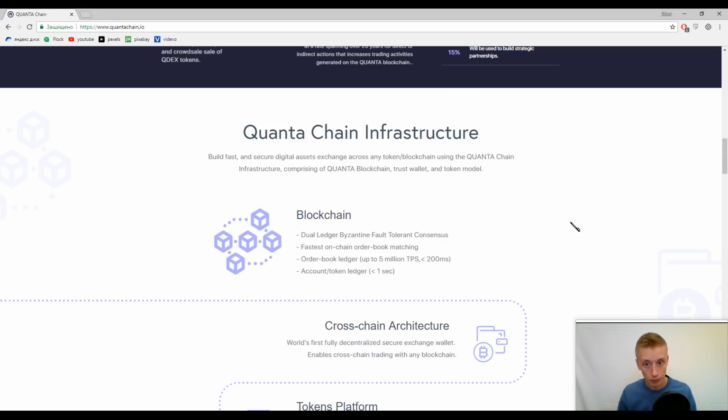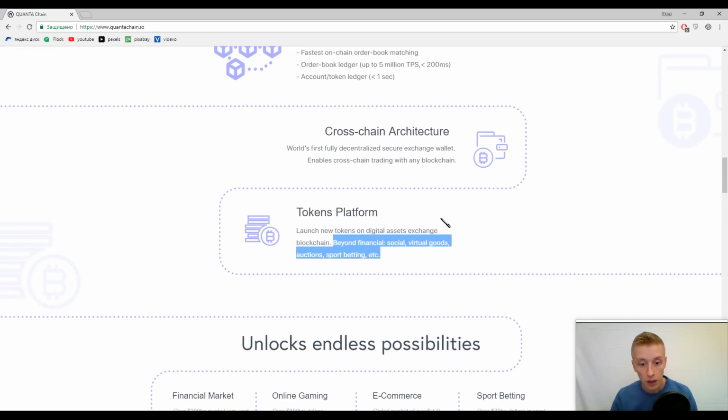They want to build a fast and secure digital assets exchange across any token blockchain. And look here, guys, just look at the cross-chain architecture. It will be the first fully decentralized secure exchange. But I want to point out that it's not the first decentralized exchange wallet, because there are a lot of decentralized solutions and decentralized wallets. The tipping point was to make a really fully decentralized secure exchange, not partially. As I have said, nowadays there are a lot of decentralized exchanges, but they are not fully decentralized, and I think you can agree with me.